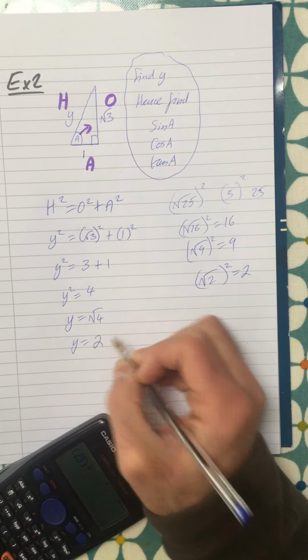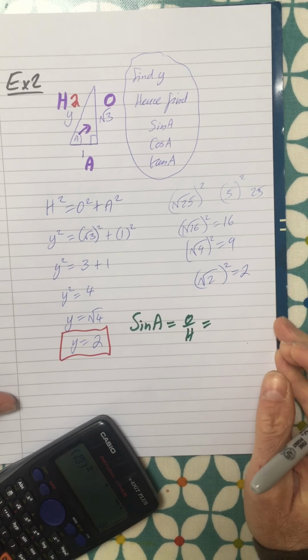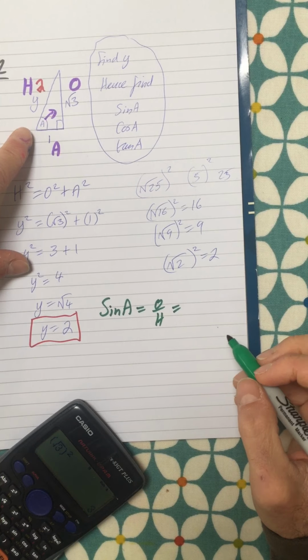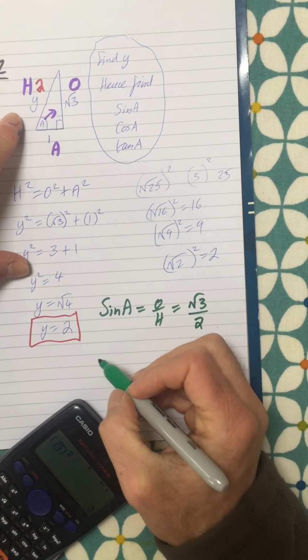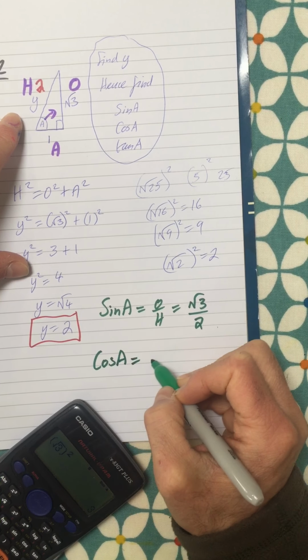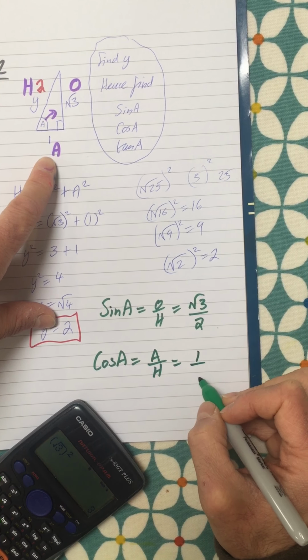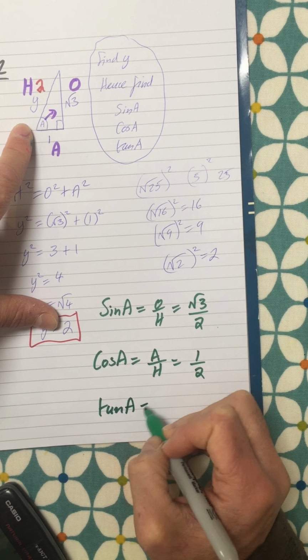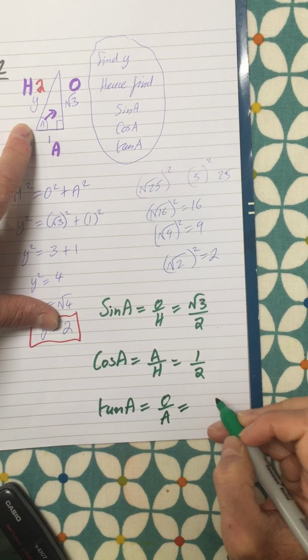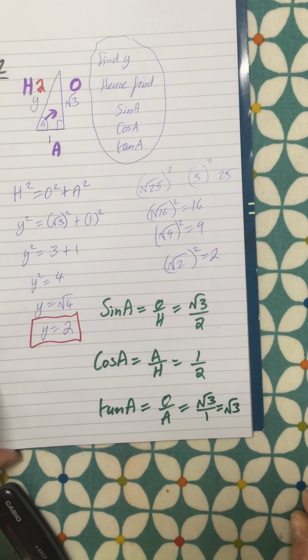Now it's very easy to finish this question. I'm going to write the sine of angle A is O over H. And O over H in my diagram is root 3 over 2. There's my answer. The cosine of angle A is side A over side H. So side A is 1 and H is 2. And then tan of angle A is O over side A. So it's root 3 over 1, which is root 3.